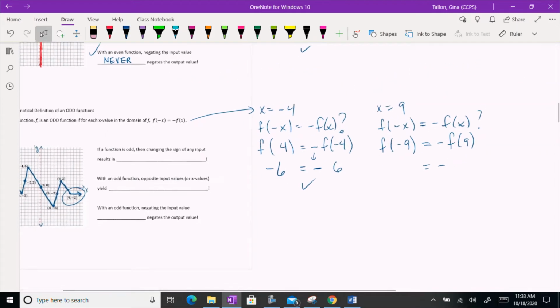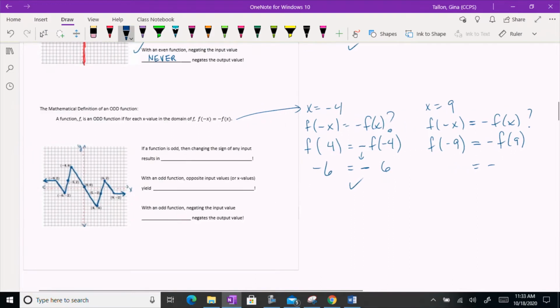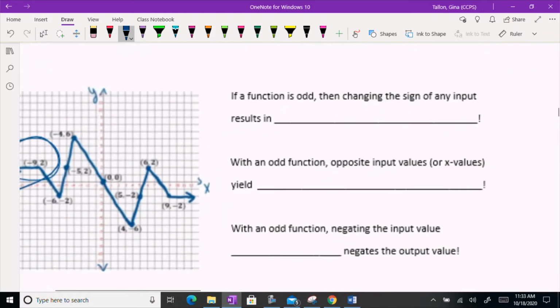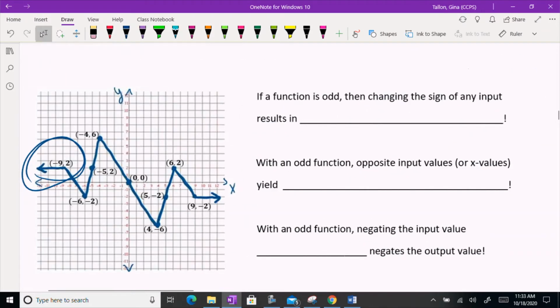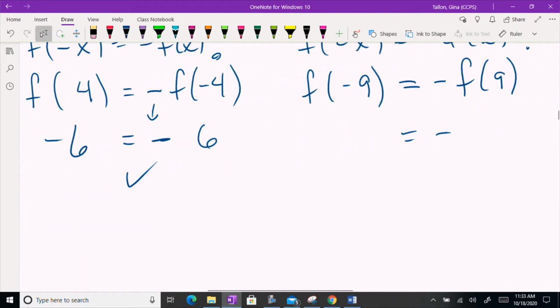F of -9 in this problem is right here. F of -9 is, oh, that's not true. F of -9 is way over here, right? -9 is my x value. You see it? -9, x equals -9. So when x is -9, my y value is a 2. I'm going to come back over here and put a 2.